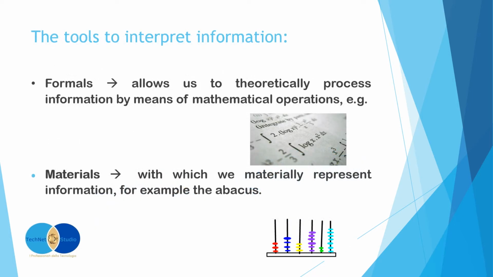In informatics, there are two tools to interpret information. The first one is the formal tool, which allows us to theoretically process information by means of mathematical operations, for example, and material tools with which we materially represent information, for example, the abacus.